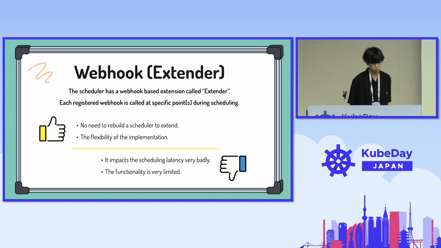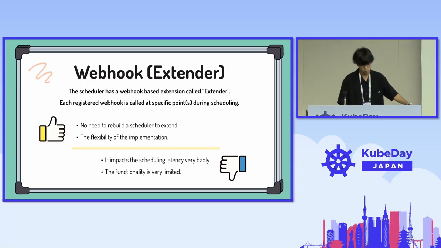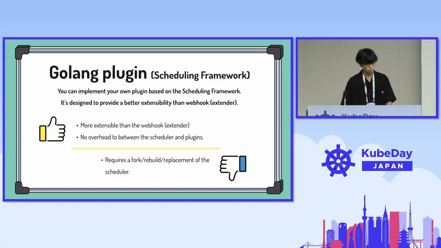However, the latter is actually critical, the functionality one. As I said, it has 4 points that users can register for, but that's not enough to implement all scheduling use cases and features. Also, we cannot just increase the number of points, because you would get frequent calls between the scheduler and the webhook server, and that would slow down the scheduler too much. So we have the scheduling framework that I described already, and you can cover use cases in the world.